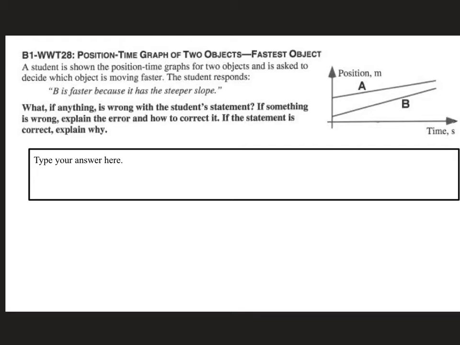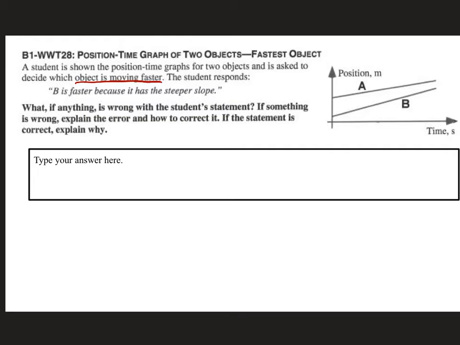Now finally, let's look at the last one. This isn't a ranking task, this is evaluating a statement. So a student is shown the position time graphs for 2 objects, and they need to decide which object is moving faster. So this is what the student says. B is faster because it has the steeper slope.